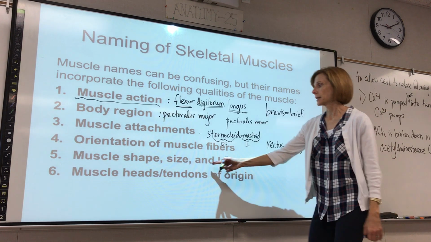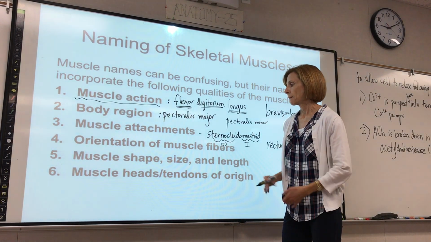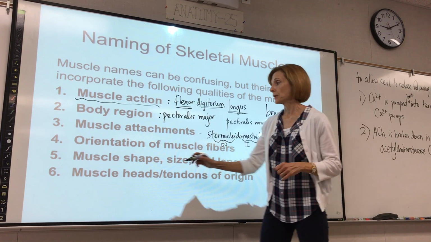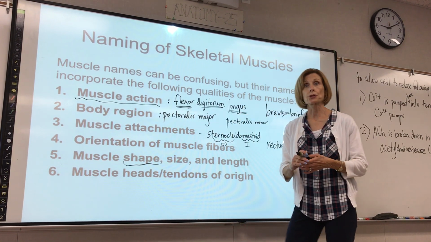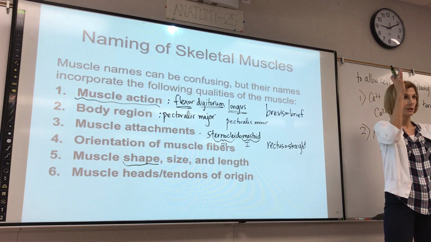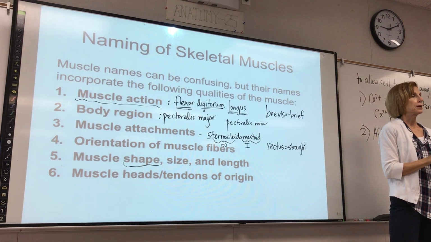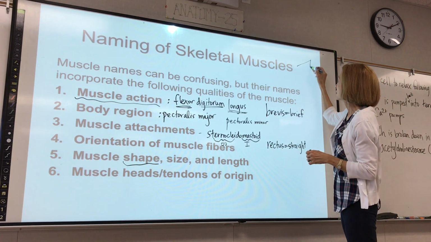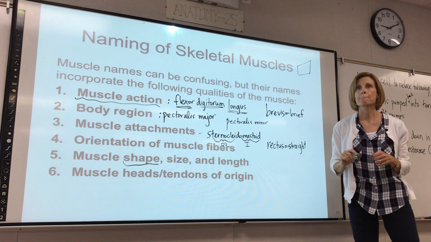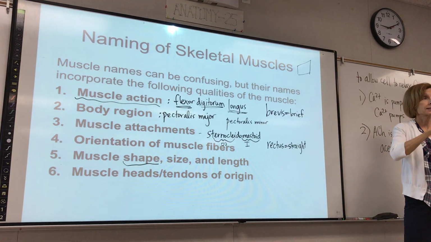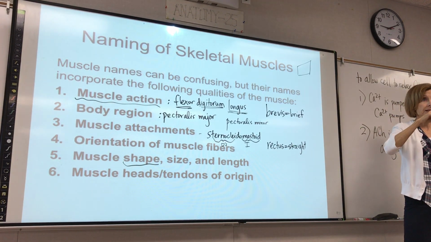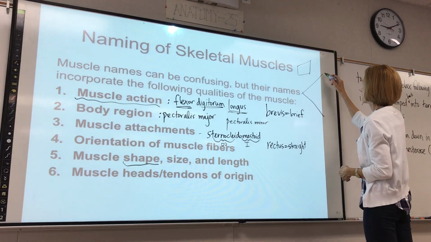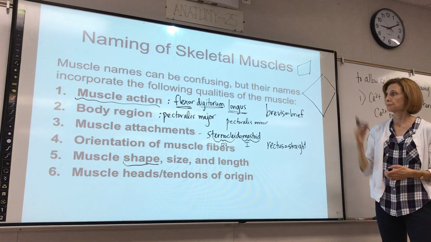So shape, size, length, we've already talked about size and length. It's really common to see these in the name of the muscle, but also shape. Some muscles are named after their shape, like the deltoid. Deltoid means triangular, or rhomboids. Rhomboids are four-sided, right? They're shaped kind of like this. Okay, or the trapezius. A trapezoid is a four-sided figure. You guys know the trapezius muscle up here is four-sided, right? Shaped kind of like a diamond.